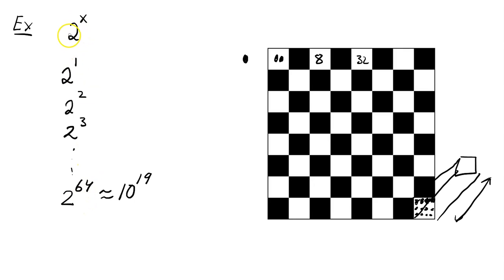So although we only have a 2 here, and also the fairly modest 64, 2 raised to the power 64 gives an enormous amount of raisins, or an enormous number. So 1 followed by 19 zeros. So an exponential function grows rapidly.